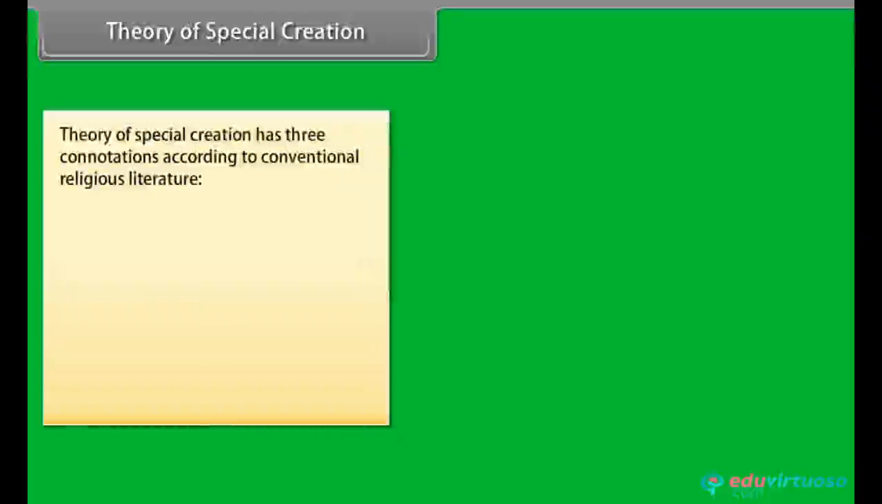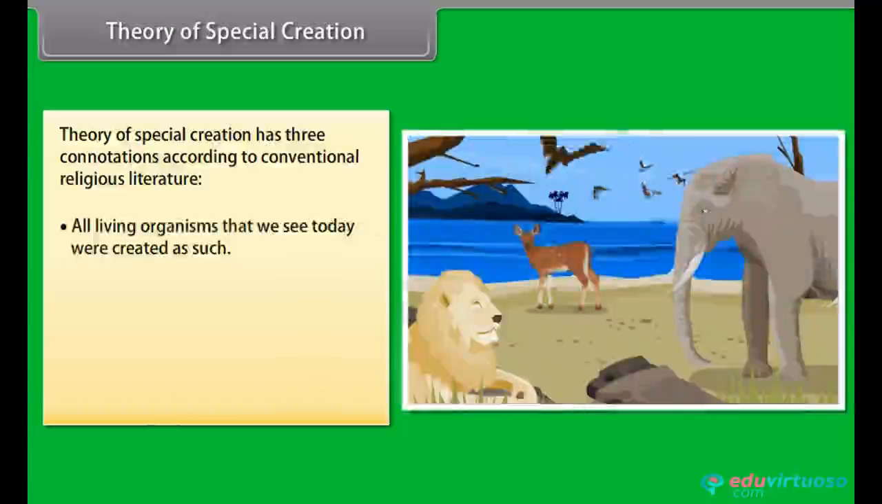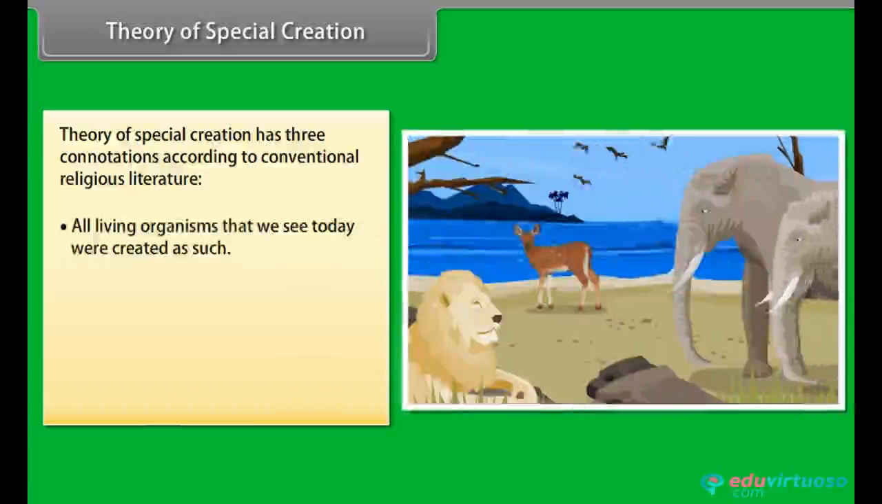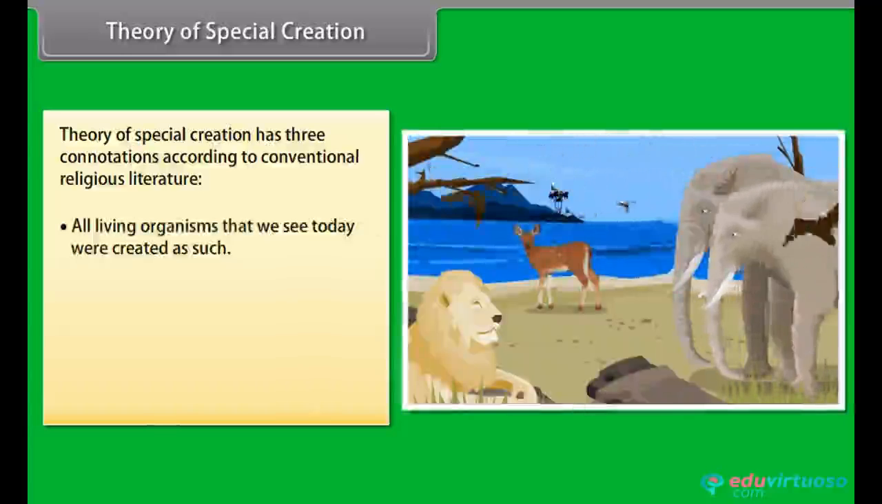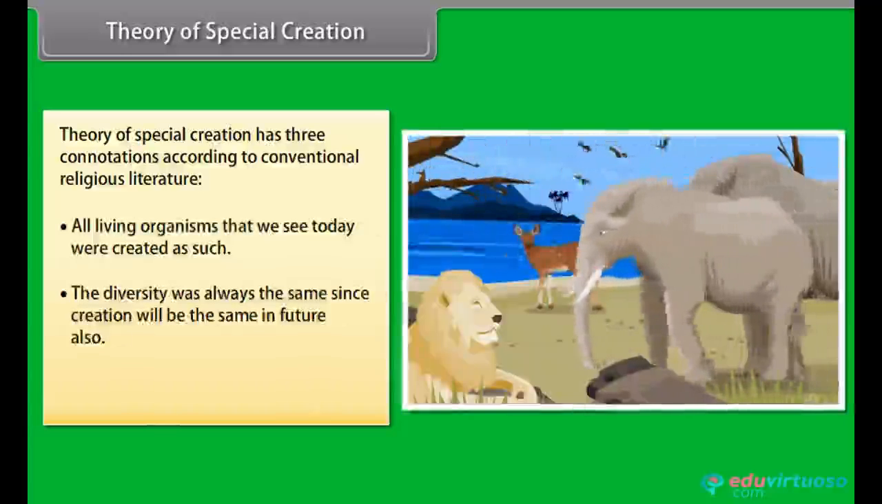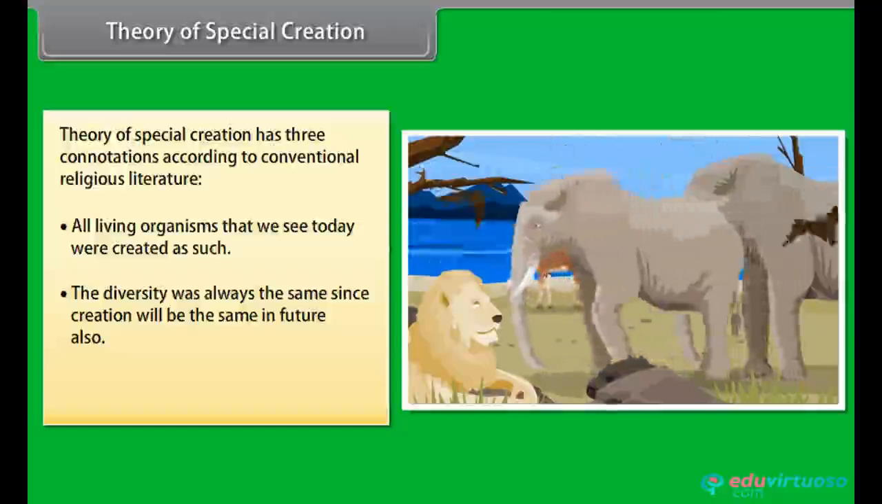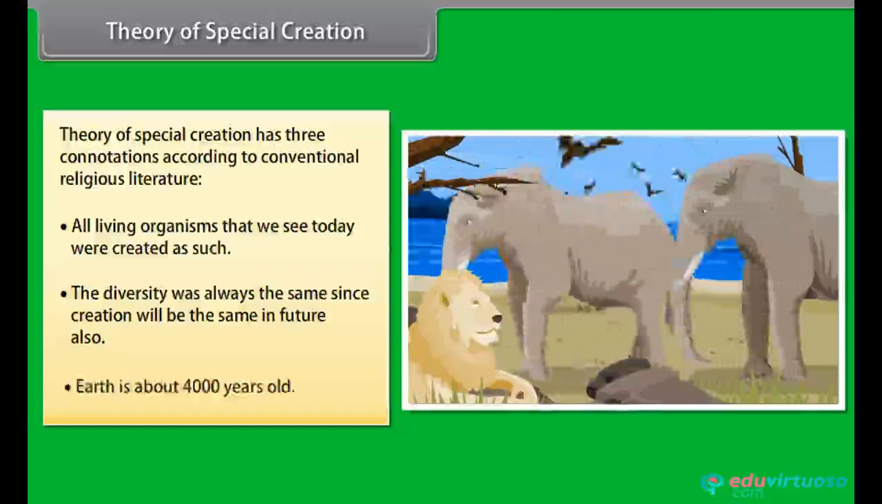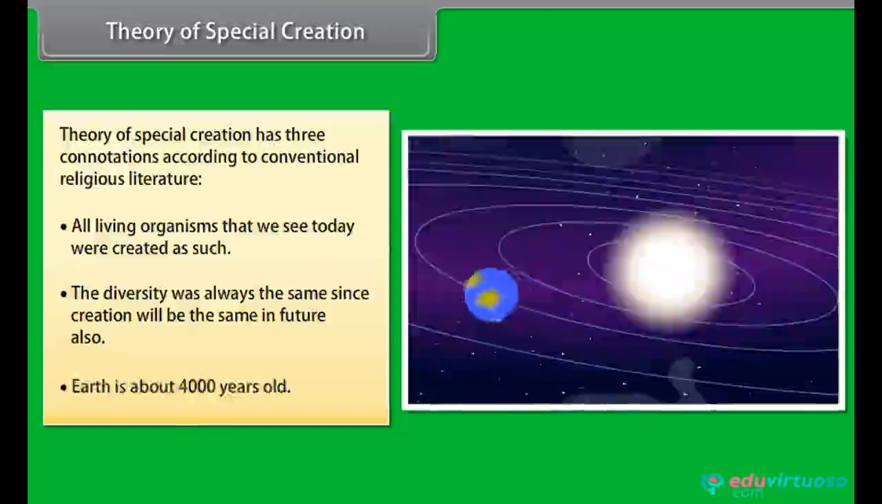Theory of special creation. Theory of special creation has three connotations according to conventional religious literature. All living organisms that we see today were created as such. The diversity was always the same since creation, will be the same in future also. Earth is about 4,000 years old.